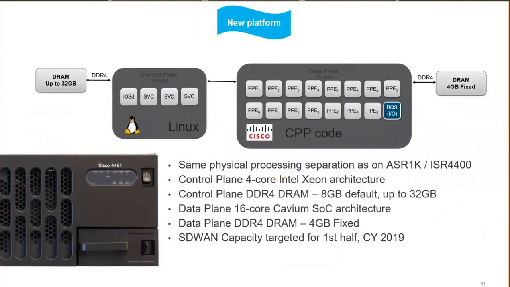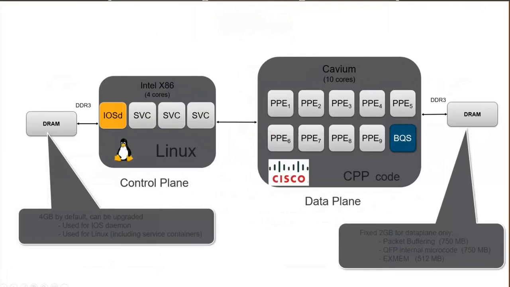DRAM has an increased size, and here you can extend the DRAM up to 32 GB. The PPE cores as well, you can see that they are more in number over here. Basically the DRAM is different, and there will be more cores. So the data plane is 16 core here, but in the earlier one we had only 10 cores.